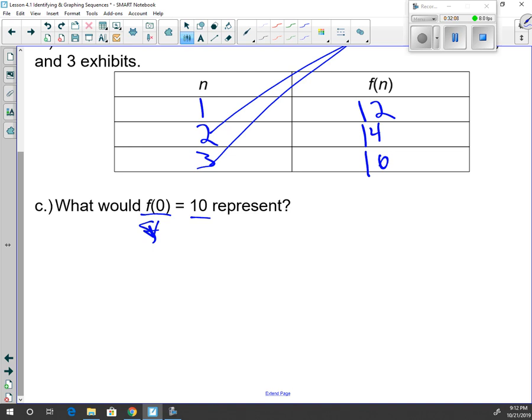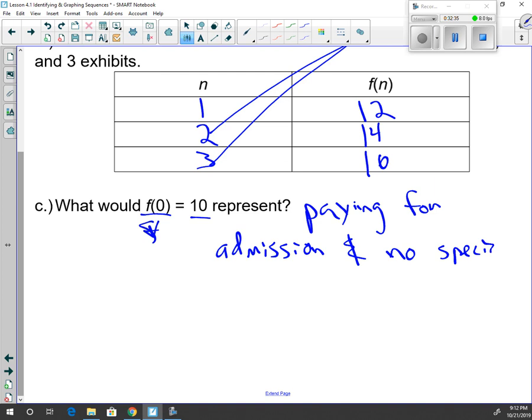So I don't know what that means. Maybe it's a museum that didn't have anything but special exhibits, and you just walked in, gave $10 and walked out. I don't know. But you didn't go to any of those special exhibits, right? So you walked in, donated $10. So it's basically paying for admission and no special exhibits. Which is weird. Why would you go to the museum then? I don't know. Maybe there was a cool gift shop.